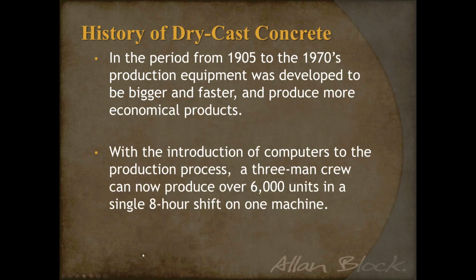In the period somewhere around 1900 to 1970, the production equipment around dry cast concrete block really took leaps and bounds forward, part of the Industrial Revolution. The equipment became bigger and faster, and you could produce a lot more block. In fact, today, a three-man crew can produce well over 6,000 block in a single 8-hour shift. That has a lot to do with the introduction of computers and making the machines run very streamlined and efficiently.